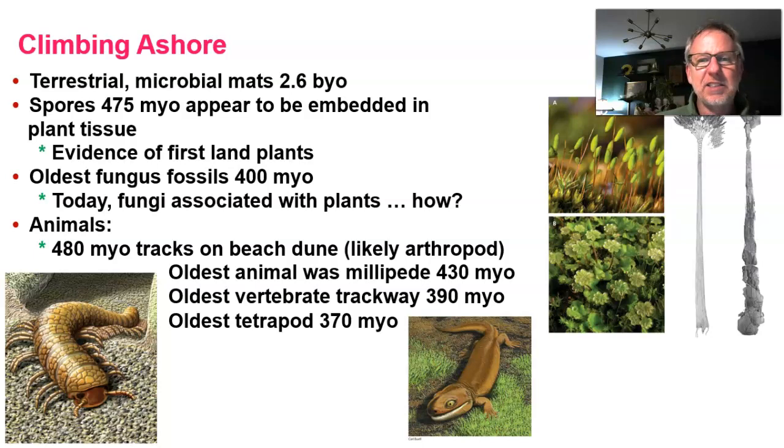Vertebrate tracks show up at 390 million years old, and the oldest tetrapod, land-dwelling vertebrate with limbs and fingers and toes, about 370 million years old. There's lots of dates to remember here. Yes, I want you to be familiar with these dates because these are giving you a record to remember the history of life on Earth, which is important knowledge for understanding evolution at many levels.